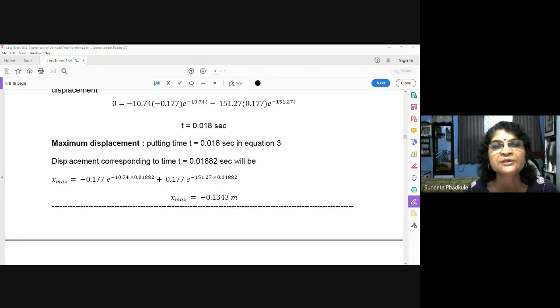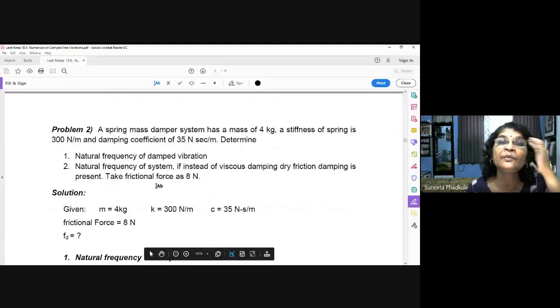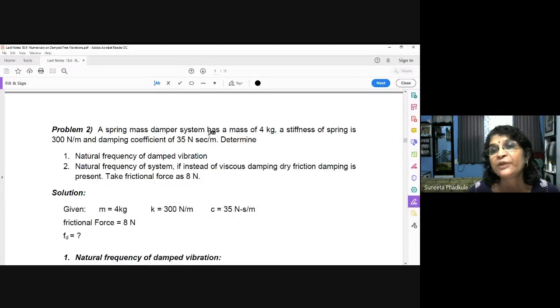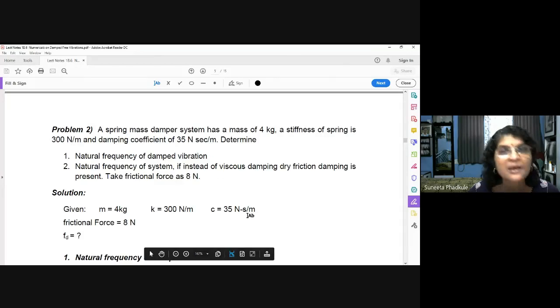So second problem. A spring mass damper system has a mass of 4 kg. So M is equal to 4 kg. Stiffness of the spring is 300 Newton per meter. So K is equal to 300 Newton per meter. And damping coefficient of 35 Newton second per meter. That is C is equal to 35 Newton second per meter. Determine first the natural frequency of damped vibration, that is fd.